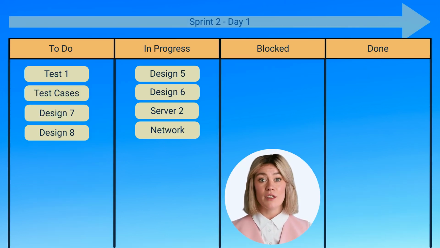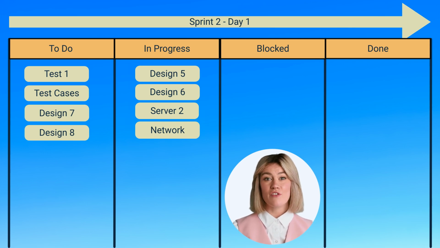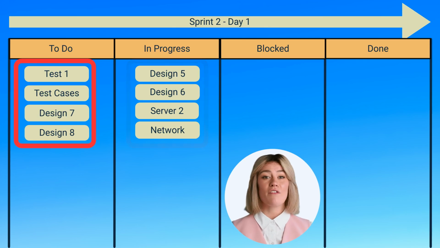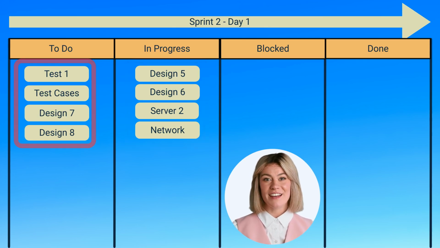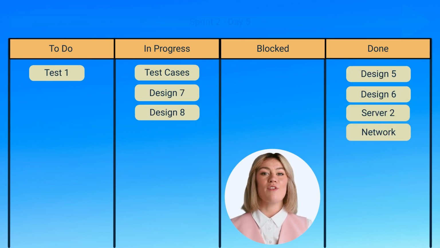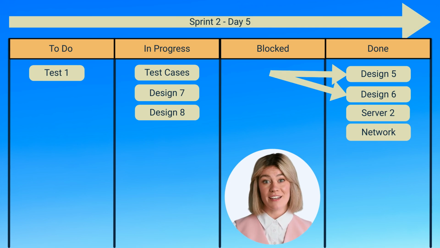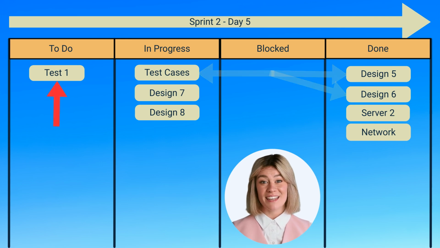On day 1 of Sprint 2, we have added the 8 work packages that the development team agreed to deliver in 3 weeks. 4 of these are already in progress and 4 are in the to-do column as they have not been started. Let's move to day 5. Things have moved around in this sprint. Sufficient design packages have been completed to allow you to start writing the test cases. But we won't start the testing until the test cases are completed.